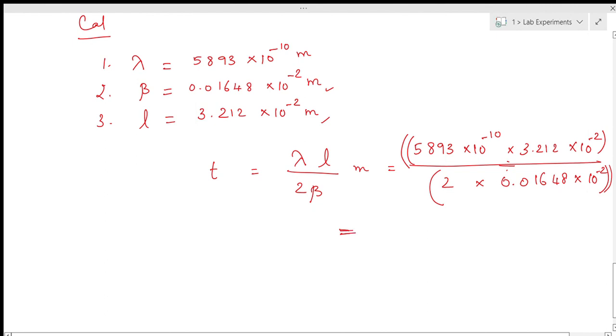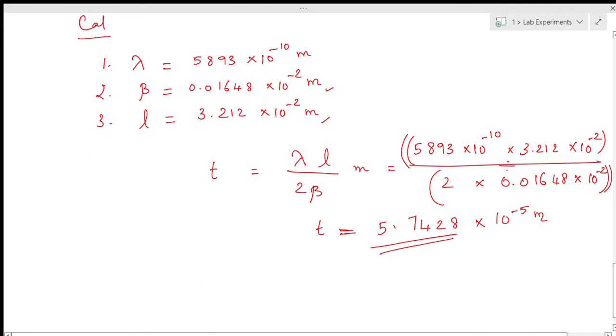Now I am going to use this calculator: double bracket 5893 into 10 power minus 10 into 3.212 into 10 power minus 2, close it with a single close bracket, divided by open bracket 2 into 0.01648 into 10 power minus 2, double close bracket. I got 5.7428 into 10 power minus 5 meters. So this is the thickness of the given specimen wire.